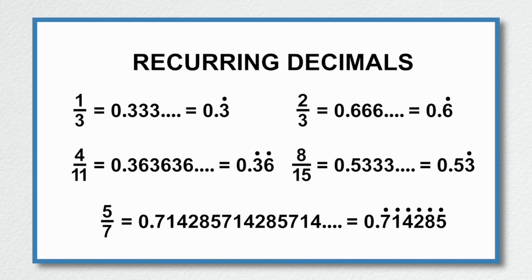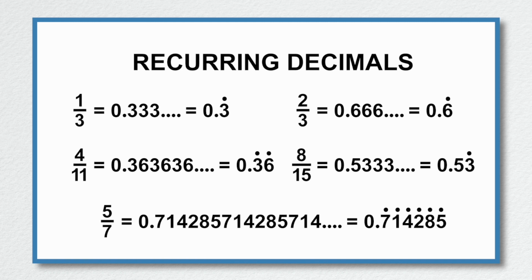Here are some other examples of recurring decimals. If we look at the fraction 4 over 11, the decimal equivalent is 0.36363636 and so on. Again, we have a repeating pattern of 0.36 recurring, and we can write it like this. Notice that for 5/7 we have 6 digits that are recurring. So you have to be careful when determining whether a decimal has a repeating pattern or not. So any recurring decimal is a rational number.